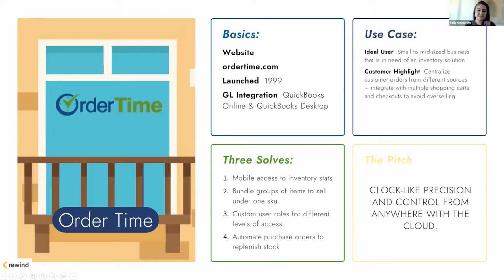So Order Time is next. Order Time comes from a company called Numbercruncher. If you go to their website, you'll see that they have just a parent company. They've been around since '99, so a long time. And I like that all the solutions that we have are around a long time. They give you the sense that they're not going anywhere.